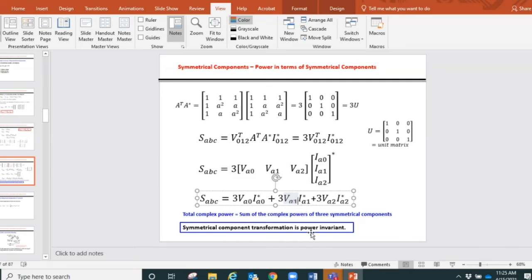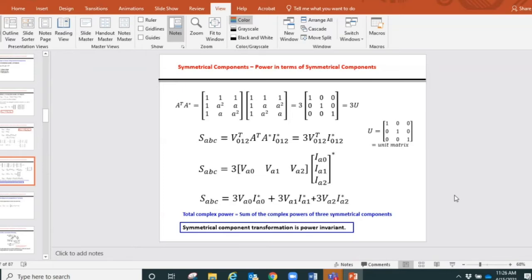So it's the way we calculate the total complex power or apparent power, and that is why it's called the component transformation, meaning when we transform them using the Fortescue's theorem, the power does not change. That is why it's called power invariant. The power calculation will not change. It will still give us the same power that we would have calculated.